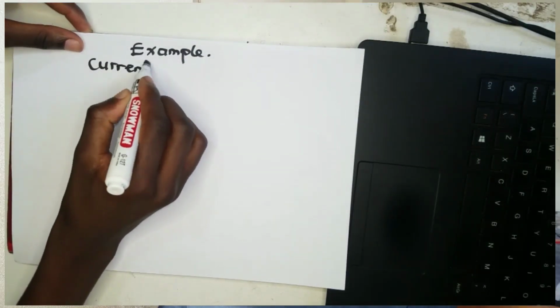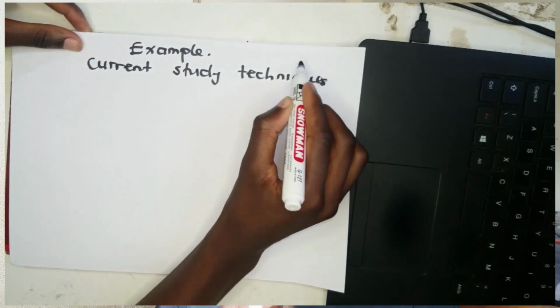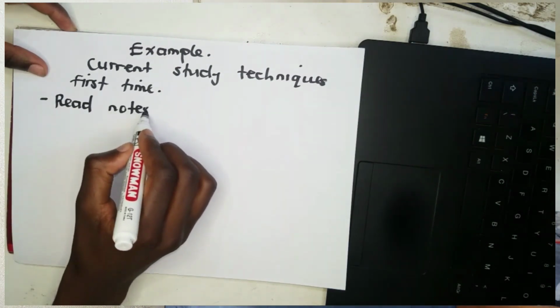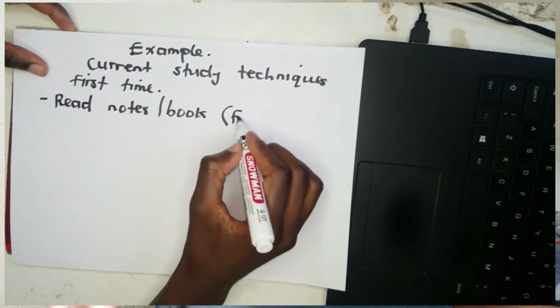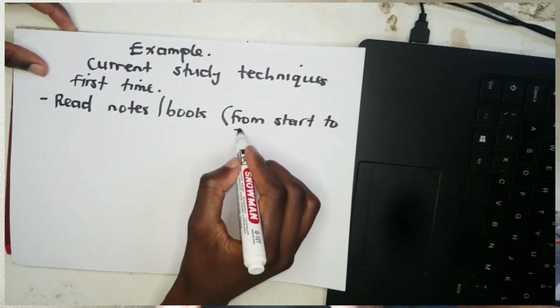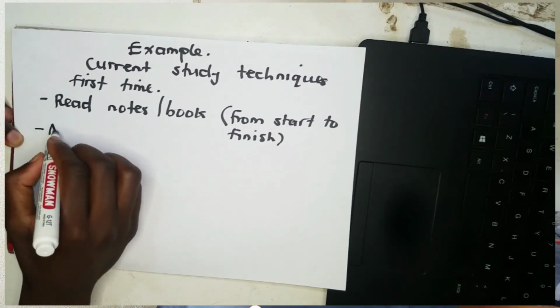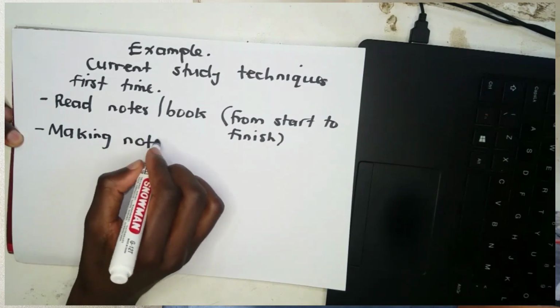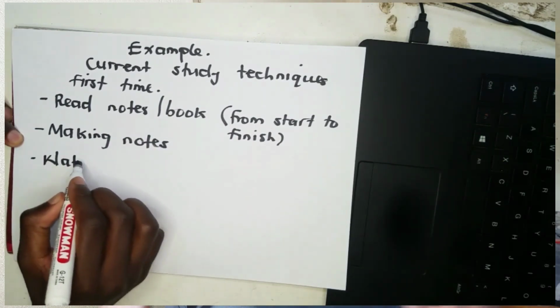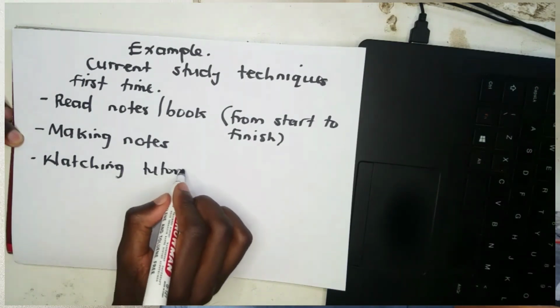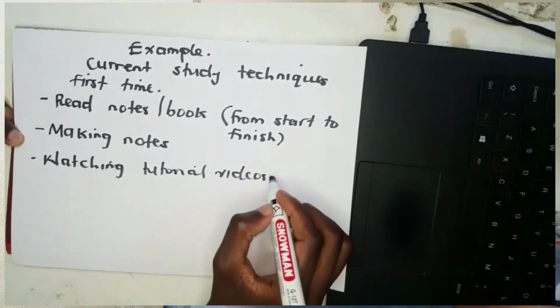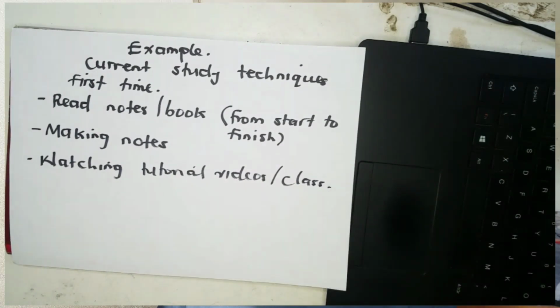Most people who have not been exposed a lot to studying techniques, let's say, for example, a student with typical current studying techniques, when learning information for the very first time, this is what they do. They read through notes and books, start to finish. And as they are reading through, they are making notes, capturing important points, writing them down, summarizing whatever they read and so on. To this, we can also add watching tutorial videos on YouTube, even attending class. We can also incorporate it there. So this is the current way of studying.